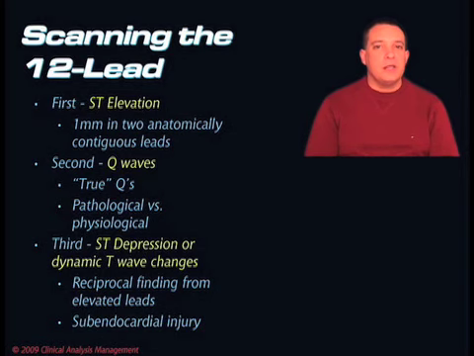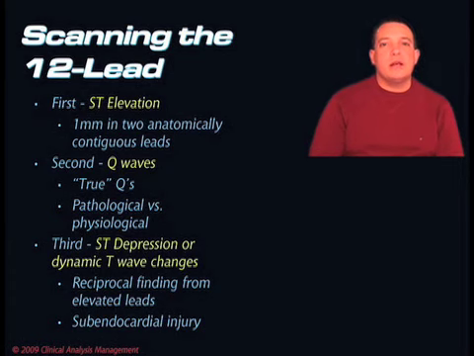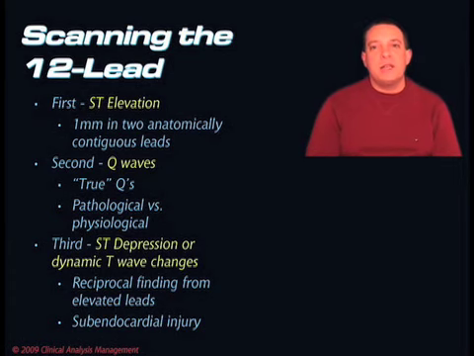If we've got ST elevation, we've already talked about how that means there's a complete occlusion of a coronary artery. Now remember, the ST elevation in and of itself is not significant unless it involves at least 2 contiguous leads. There has to be at least 2 leads that are elevated for us to have diagnostic ST elevation. So when we talk about ST elevation, we're looking for at least 1 millimeter of elevation in at least 2 contiguous leads.